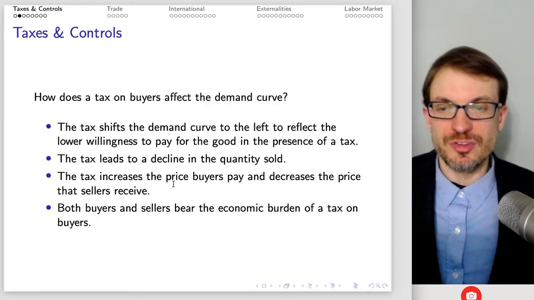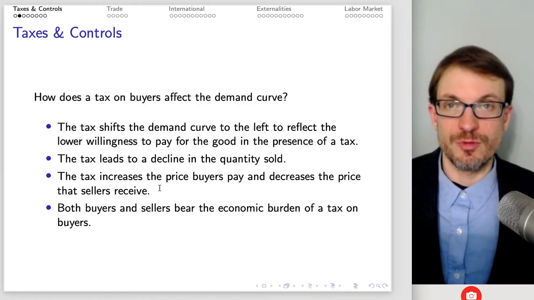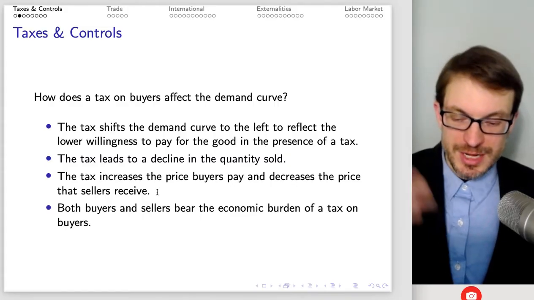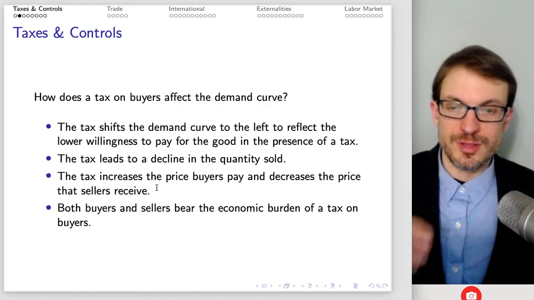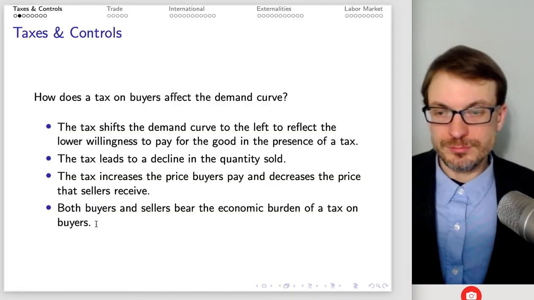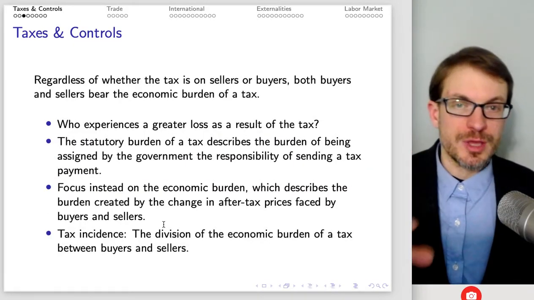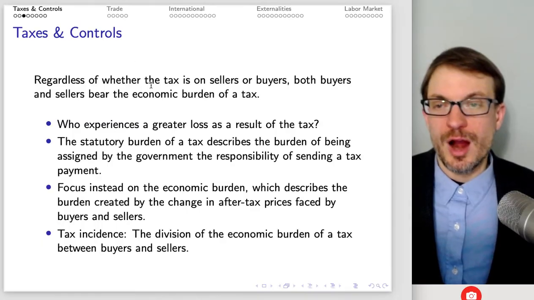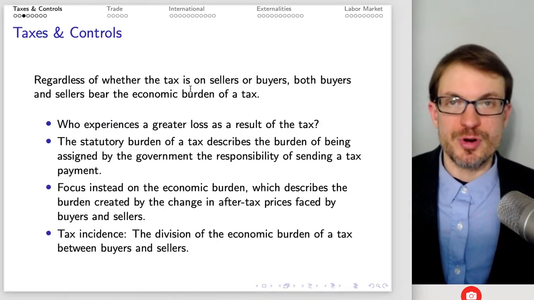The tax increases the price buyers pay and decreases the price sellers receive, for the same reason I was discussing before, right? Buyers take some money out of their bank account or out of their wallet. They transmit the money onto the government, and whatever's left goes into the sellers' accounts. Both buyers and sellers bear the economic burden of a tax on buyers, right? Now we care about tax incidence. Regardless of whether the tax is on sellers or buyers, both buyers and sellers bear the economic burden of the tax.